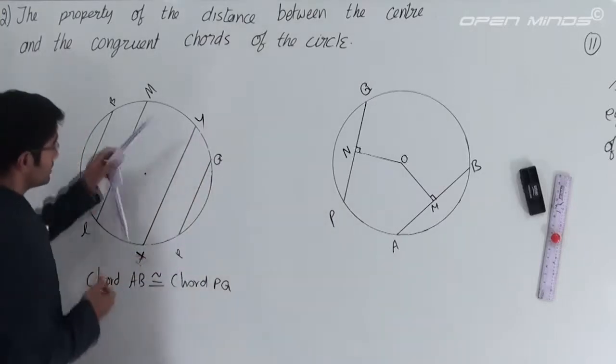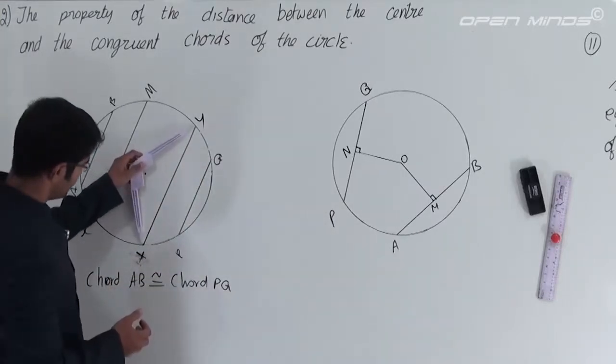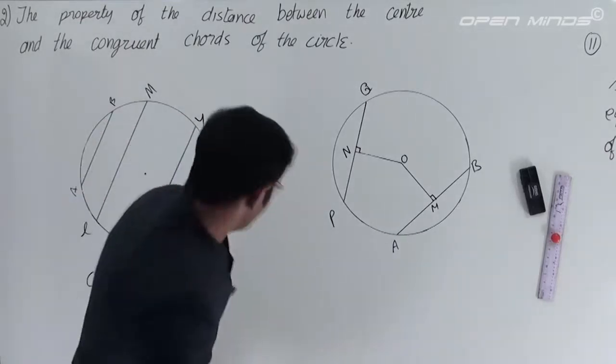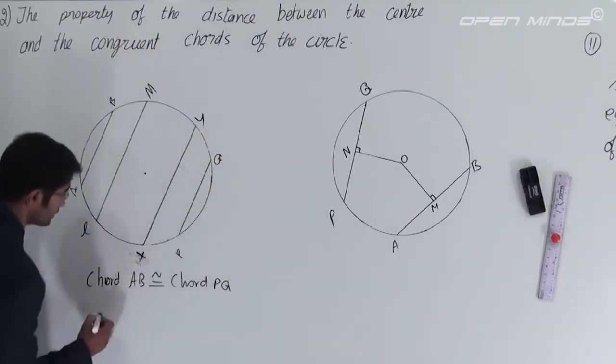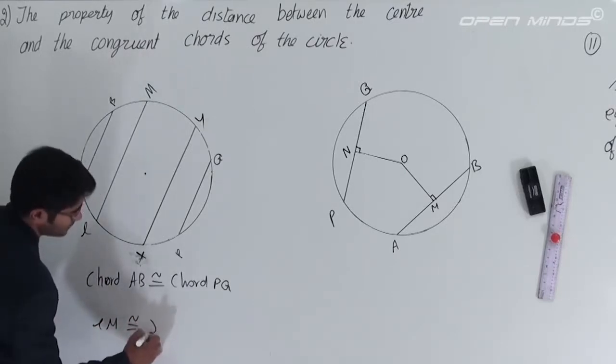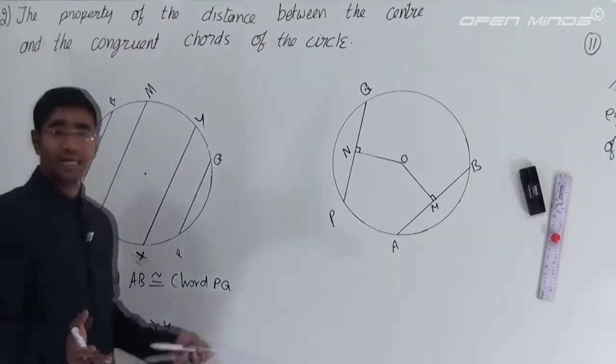Look at that. That is the length, and it is equal in fact. Is this also the same size? Yes, exactly, I can see that. So I can write that the chord LM is congruent to the chord XY. That's what is meant by equal chords.